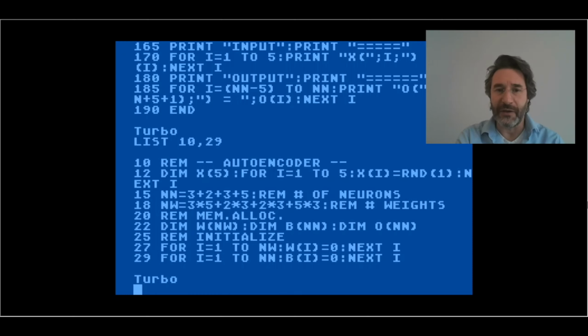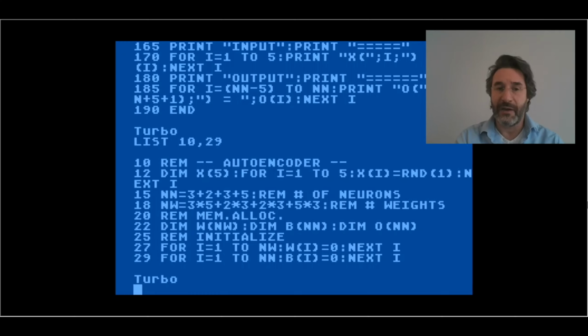Then on line 15, what you see here is that we are defining the total number of neurons, but we exclude the input layer because the input layer is not going to provide anything in terms of neurons, it's just providing the input. So line 15 becomes the number of neurons, which is 3 plus 2 plus 3 plus 5. 5 is the number of output neurons that you have. 3 is the number of hidden neurons that you have for each hidden layer, so in this case 2, and 2 here is the number of neurons that you have in the latent space.